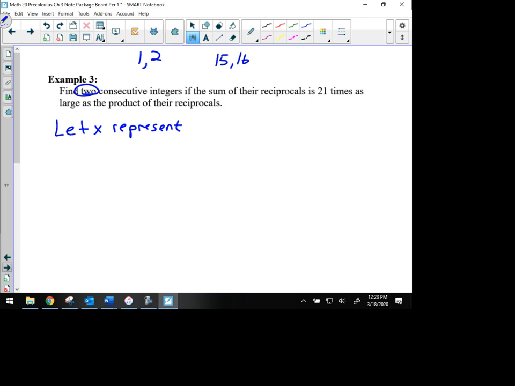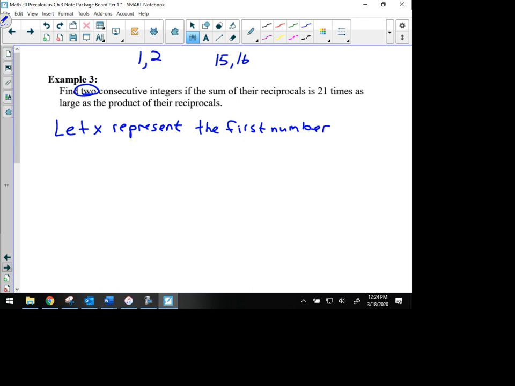Okay, so if we let x represent the first number, we have to consider, well, what's going to represent the second number? We don't want to say something like y, because that introduces a second variable into our equation, and that's going to make it difficult for us to solve. What we want to do is represent this in terms of x.